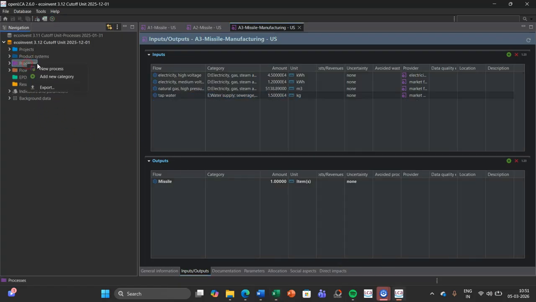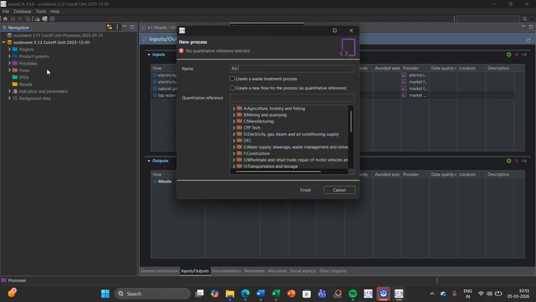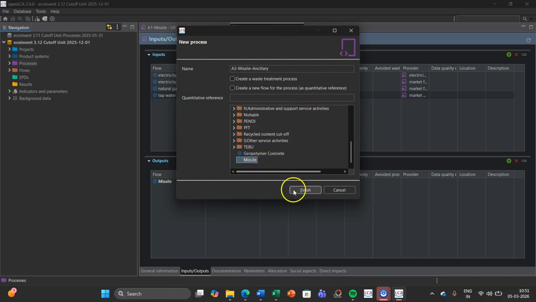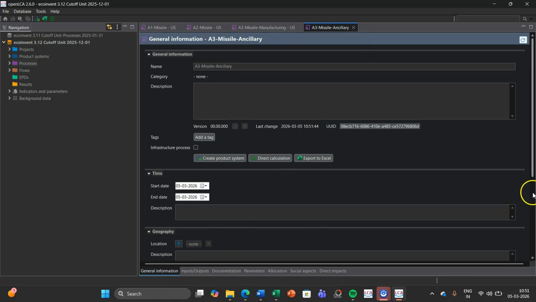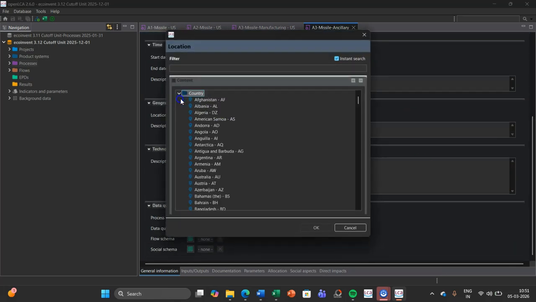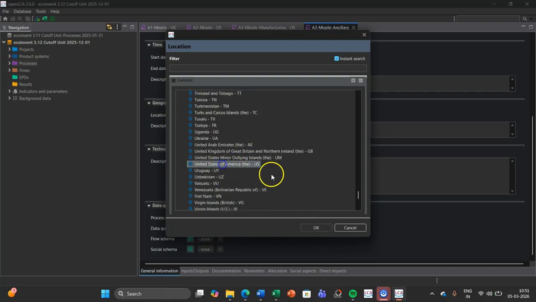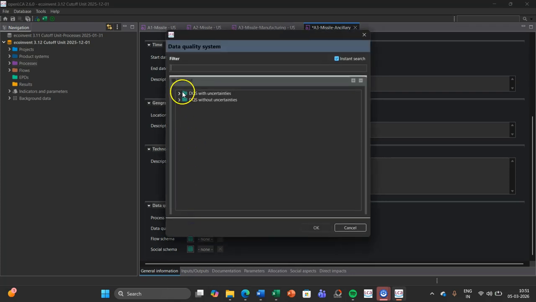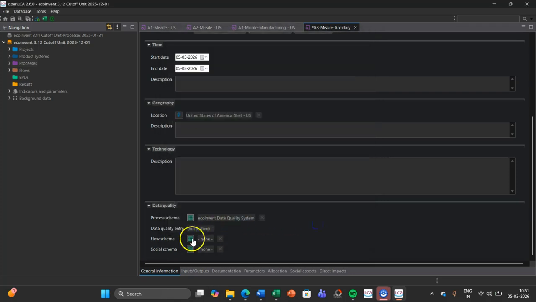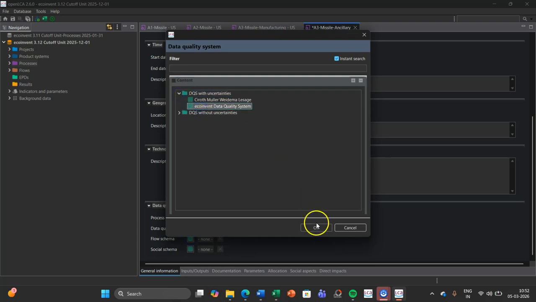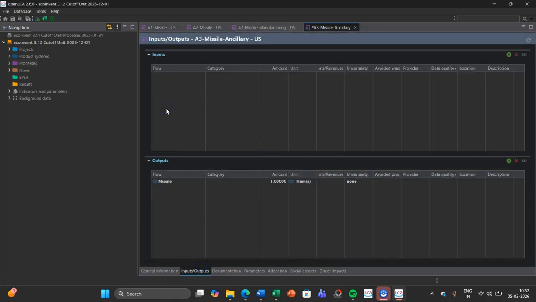Okay, here comes A3 ancillary. Choosing the same flow. Okay, the same thing. Okay, nice.